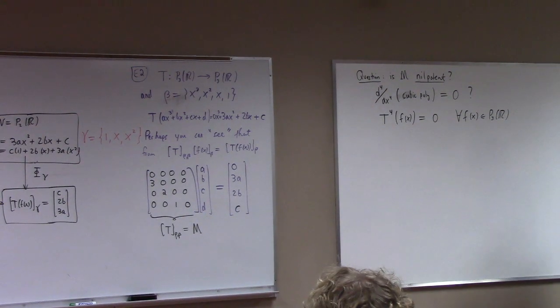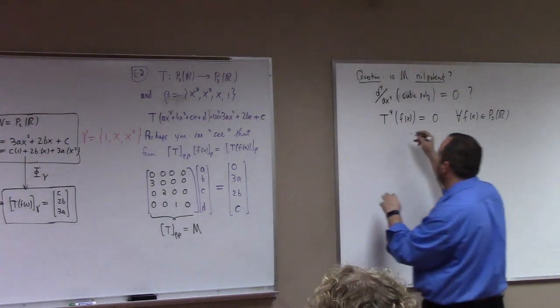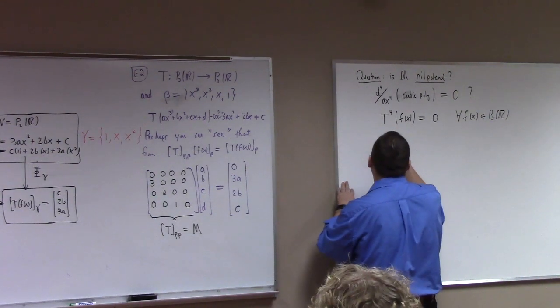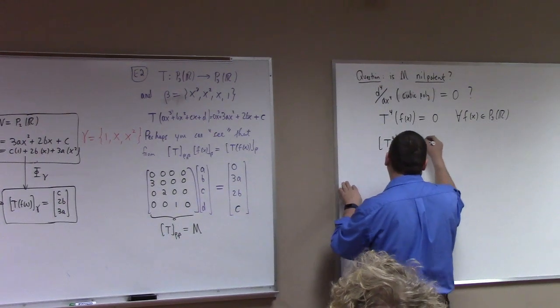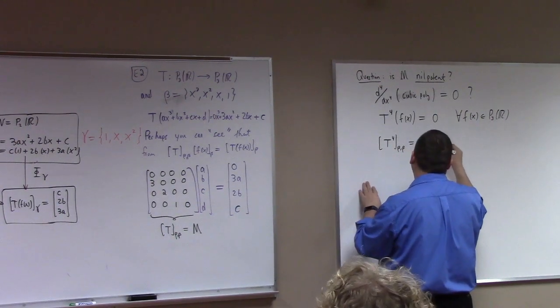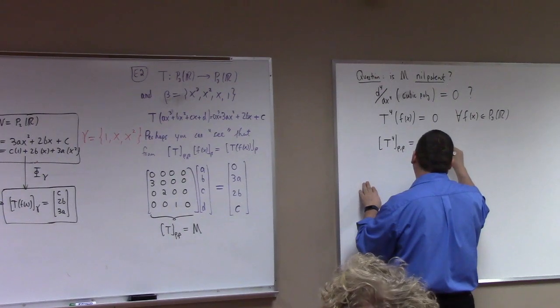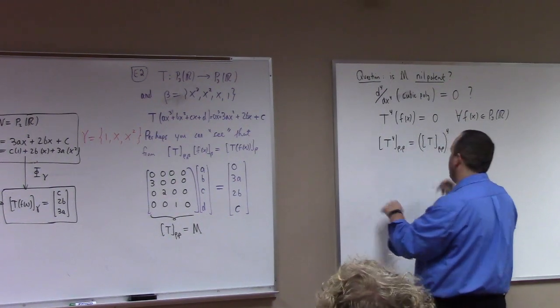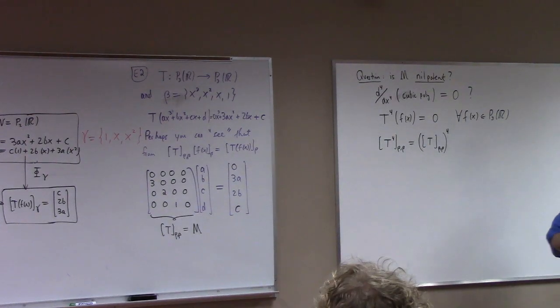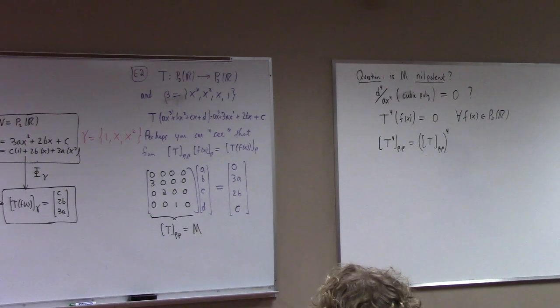And guess what? We can work it out. That's the next thing I need to tell you guys about. The matrix of T to the fourth with respect to the beta basis is the matrix of T with respect to the beta basis to the fourth power. This is actually an identity, which I'll explain shortly.